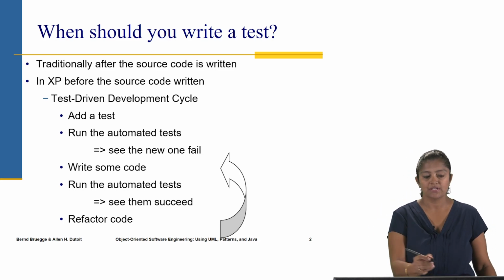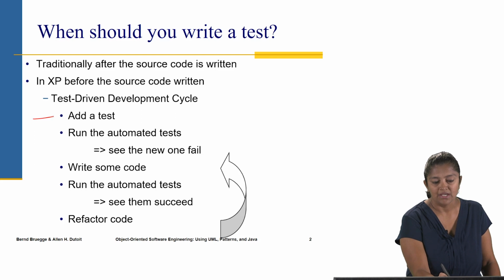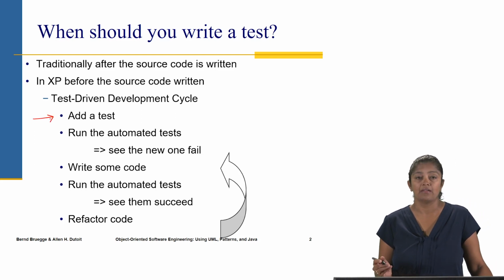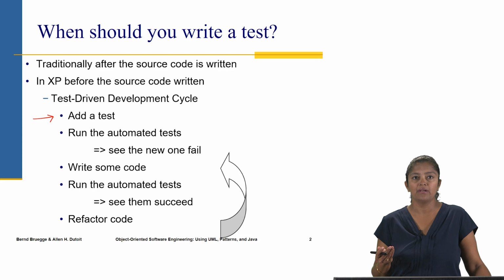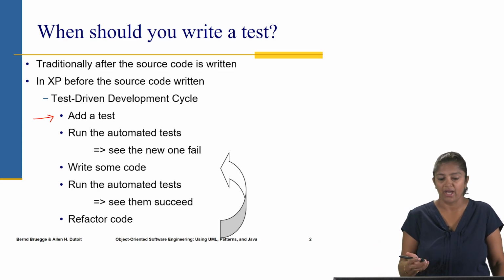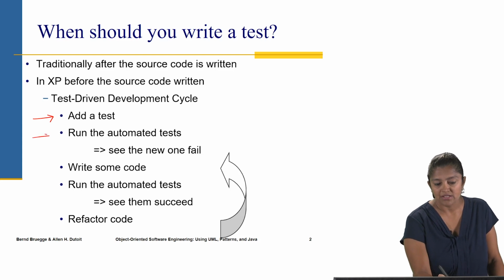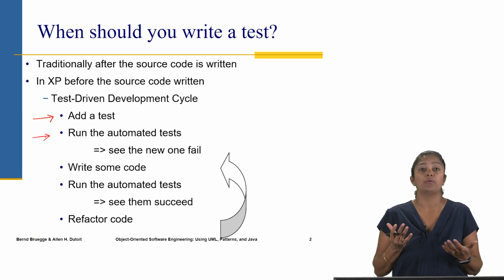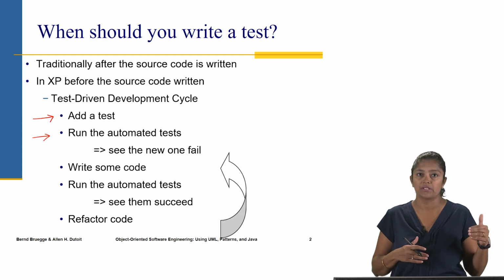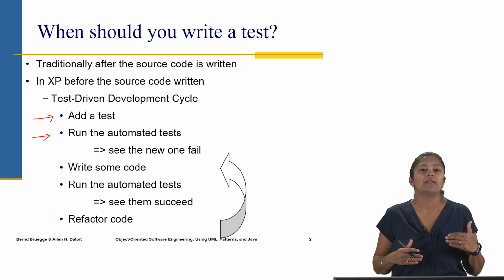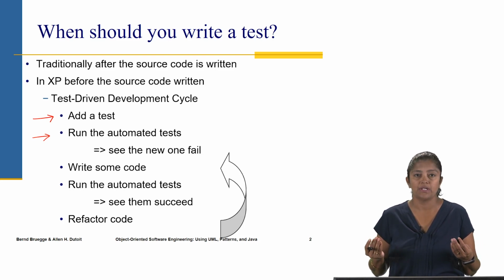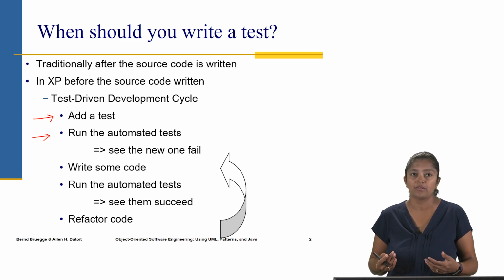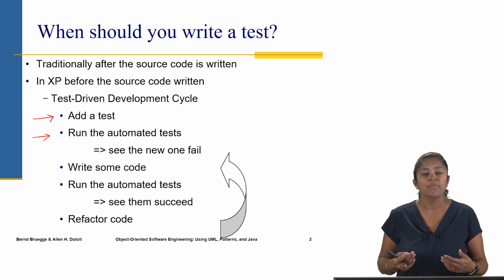So the way that works is, the very first thing that happens in the cycle is a test is added. Depending on what functionality is being developed, a test case to test that functionality first gets added. And then the test is run through automation. There is a way to run all of the tests that are set up in the test suite, and those automated tests are run, and the idea is to see this new one fail, and the reason it would fail is because the functionality corresponding to that test has not been developed yet.